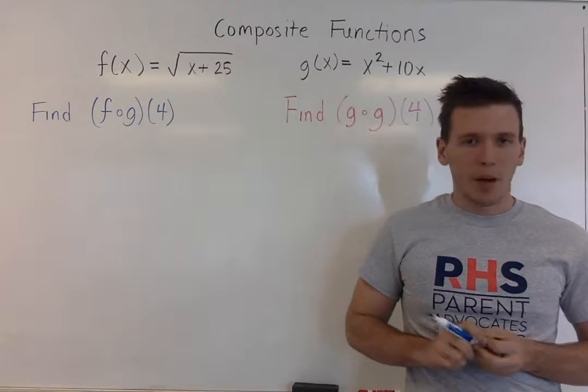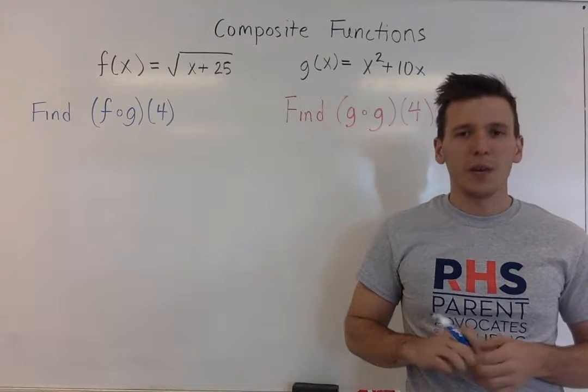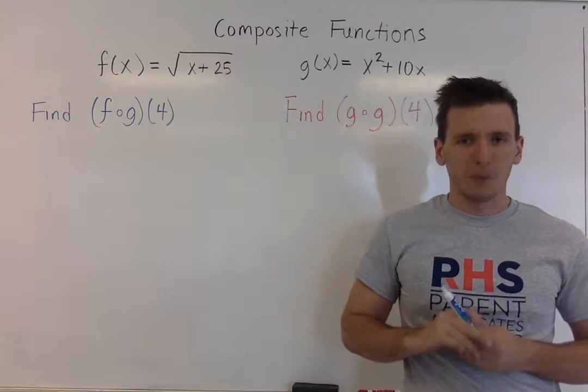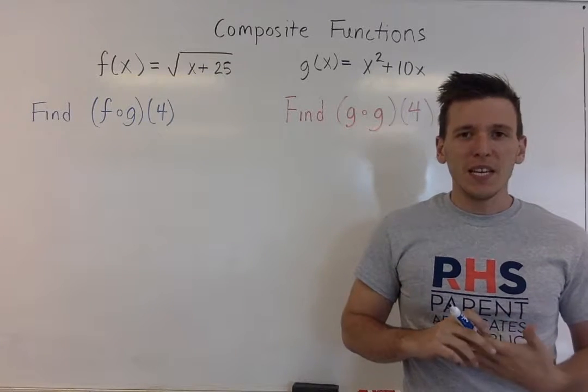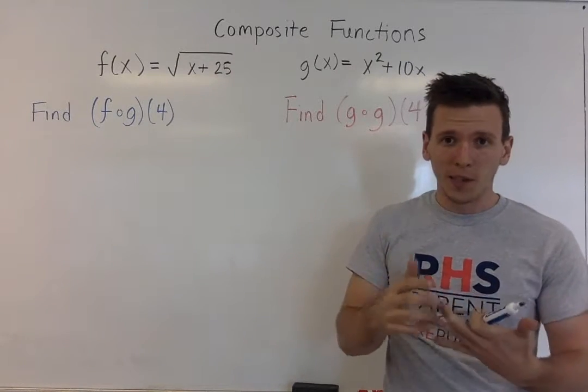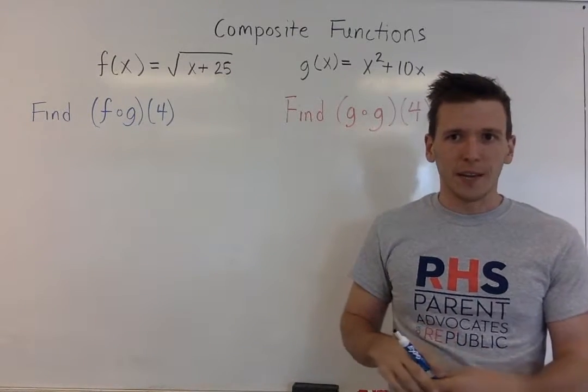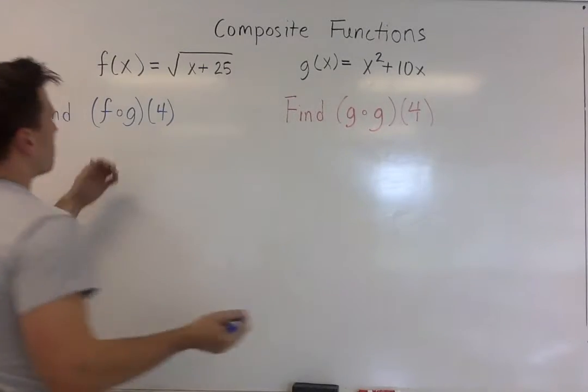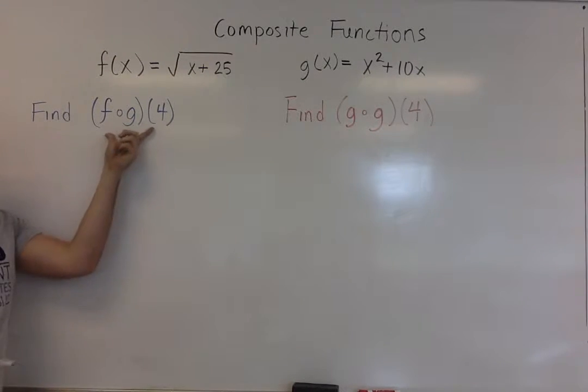All right, we're going to talk about how to evaluate composite functions for specific inputs. And what this means is essentially piping from one function straight into the next one all at once. We'll see what this looks like in just a second. The notation that you need to be familiar with, f of g of 4.